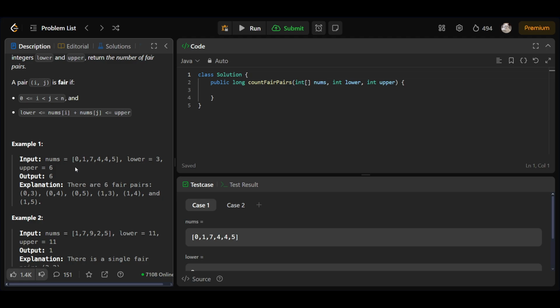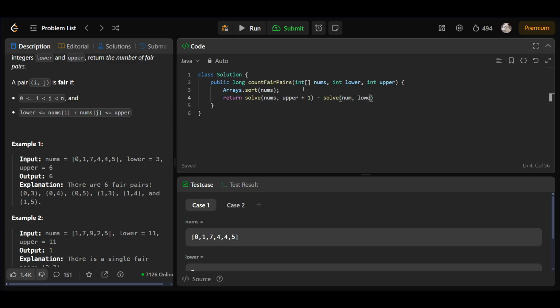Okay, so for this, firstly we'll have to sort the nums array, Arrays.sort(nums), and then I'll be returning, let's say I'm having a solve function, and to this I'll be passing the nums array and upper plus 1, basically finding all the pairs with the sum less than upper plus 1, minus the solve function with nums and lower, and it will give me my answer.